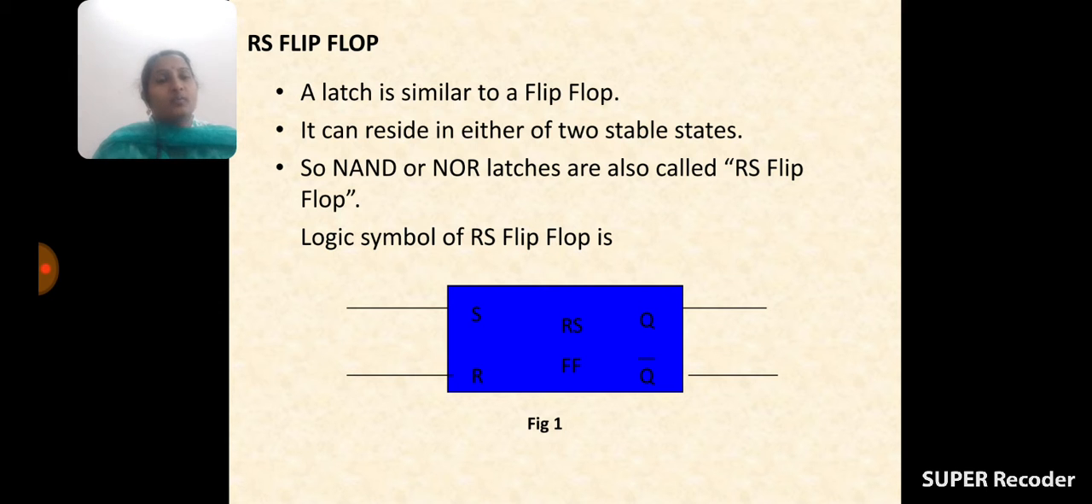Means the outputs are complemented to each other. By applying both inputs the same, the outputs may be the same, but it violates the principle of output, so we ignore these 2 cases. But we consider when S is equal to 1, Q is equal to 1, this condition is called the set condition. If S is equal to 0, Q is equal to 0, this condition is called the reset condition.